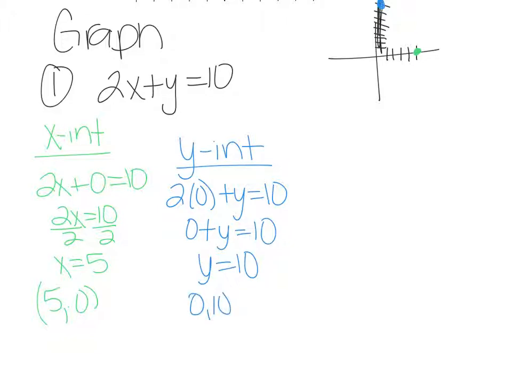0, 10, right? Because we plugged 0 in for x, and we got 10 out for y. Okay, I have my 2 points, and I could make my line. You guys notice how I put those arrows there?